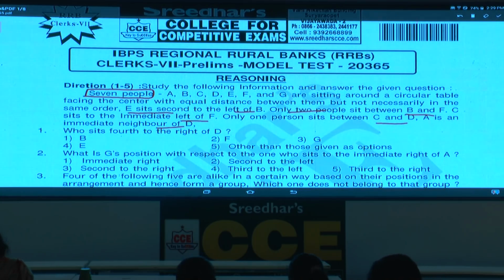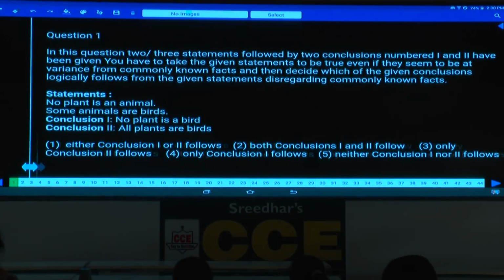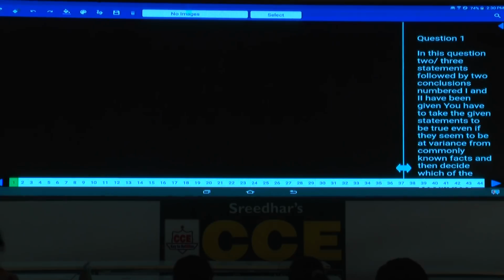Now 7 persons means an odd number of persons. In this odd number of persons, one piece of information will not be given. What is that information? Opposite will not be given in the statement. At the same time, the question will not be based on opposite, because opposite is not applicable in the case of an odd number of persons, isn't it?